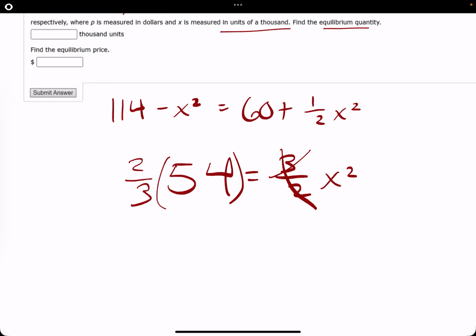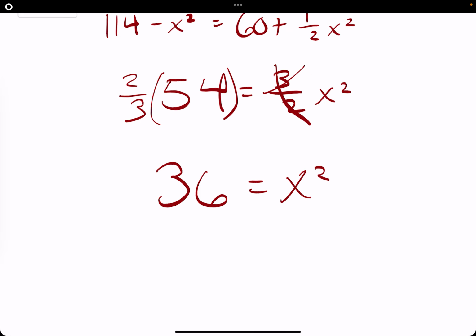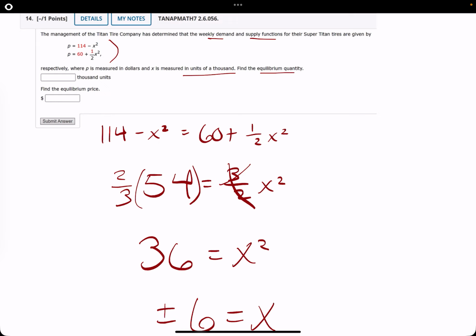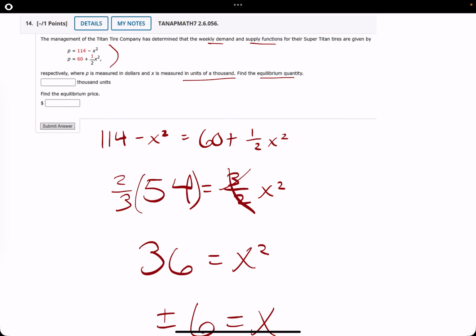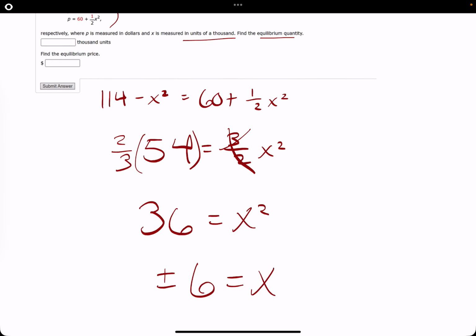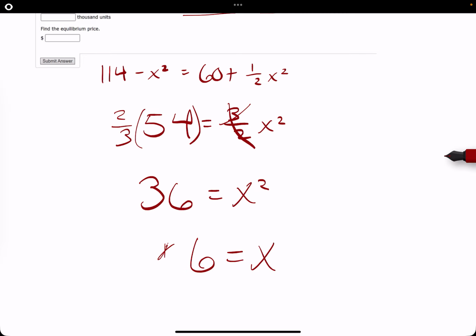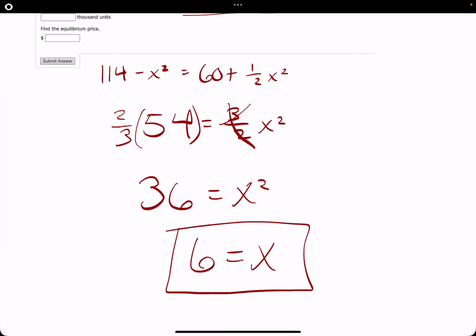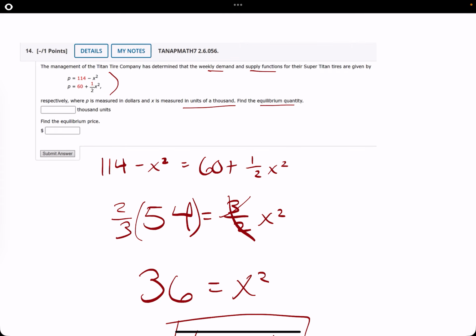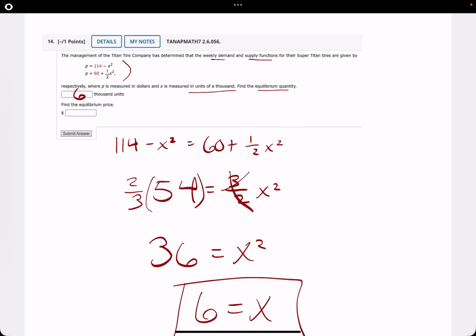Oh, that'd be 18. So 18 times 2 is 36. So 2/3 of 54 should be 36. 36 equals x squared. Take the square root of both sides. We have plus and minus 6, but in this case, x is a real life quantity, so we're not going to use the -6. We're just going to use the +6. So that would be 6,000 units for this one.